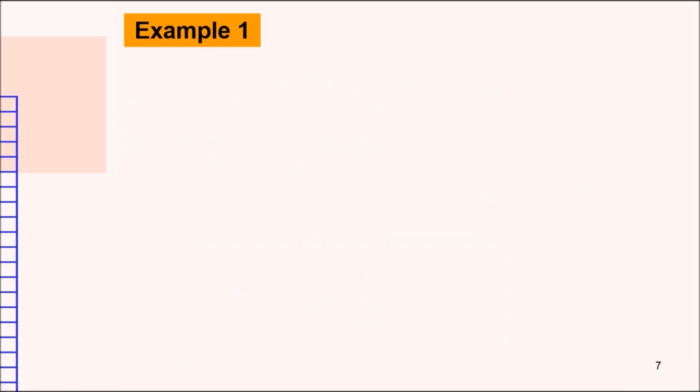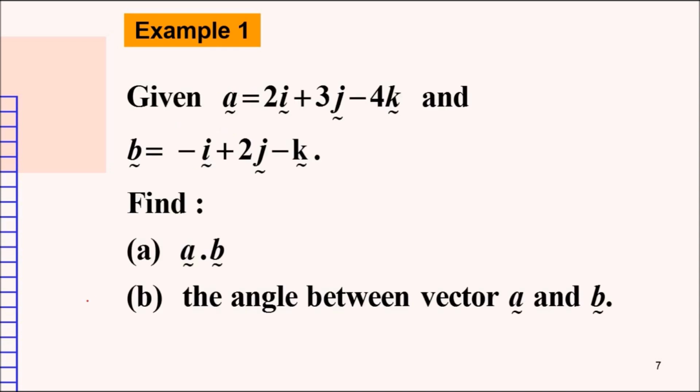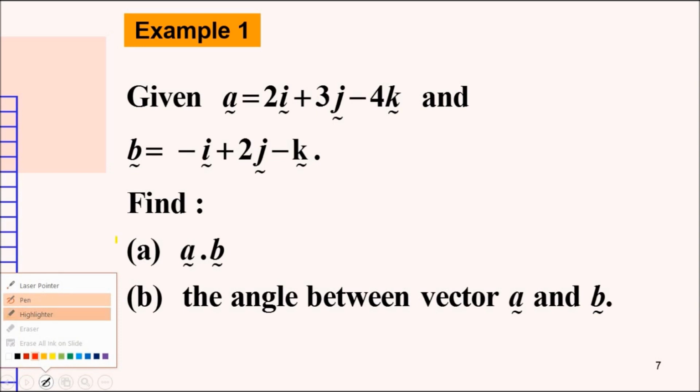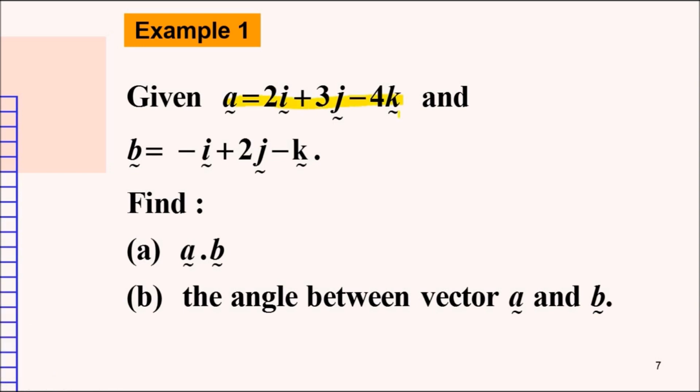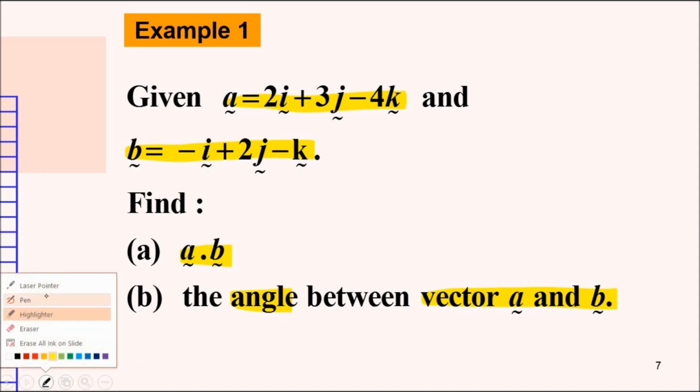Now, let us look at the first example, example 1. So, we are given vector A, where A is given by 2i plus 3j minus 4k, and vector B is given by negative i plus 2j minus k. Now, we need to find vector A dot B and the angle between vector A and vector B. Okay, so let's look at the solution.